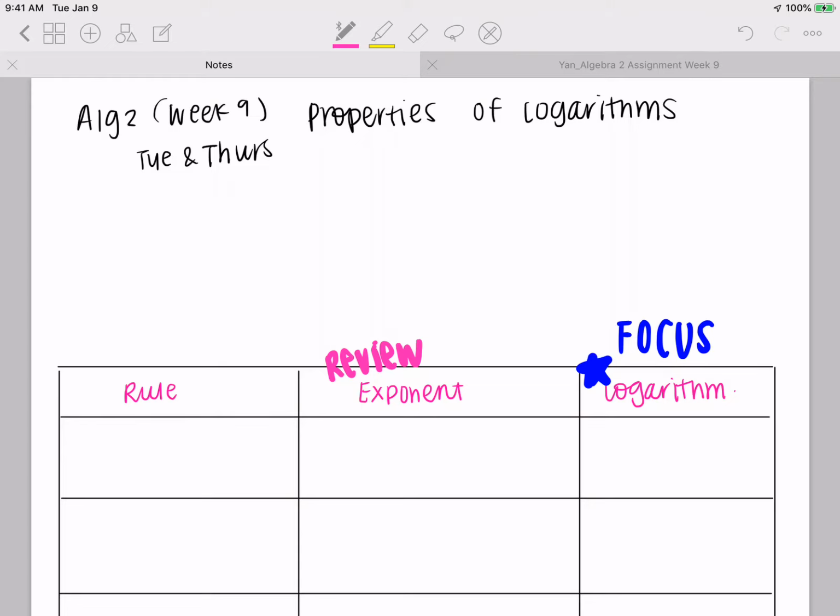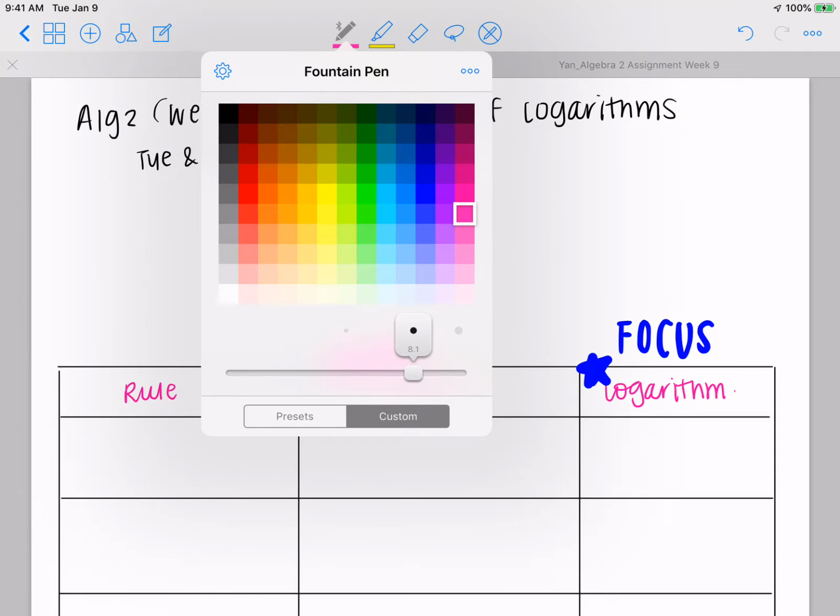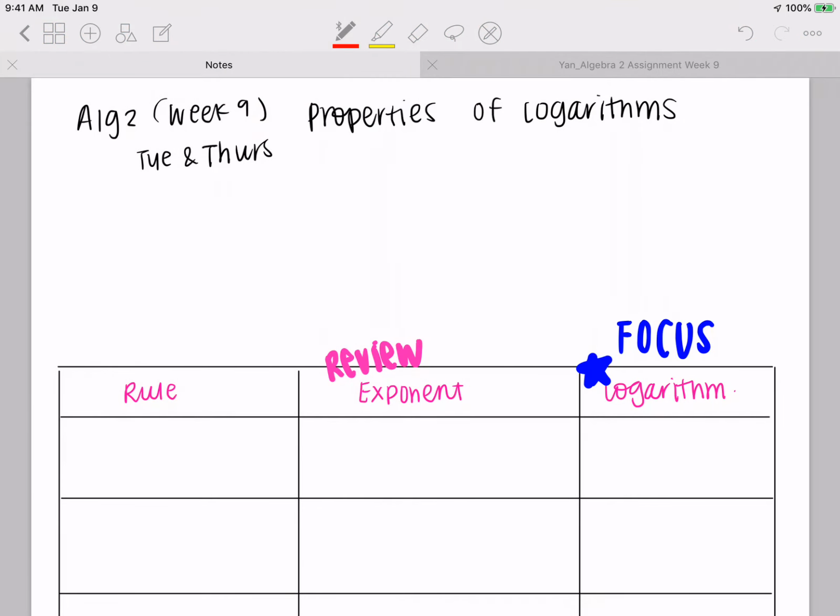Hello guys, this video is for Algebra 2, Week 9, Tuesday and Thursday on the topic of properties of logarithms. We are going to start off with a couple of things that you have to know before we move on.